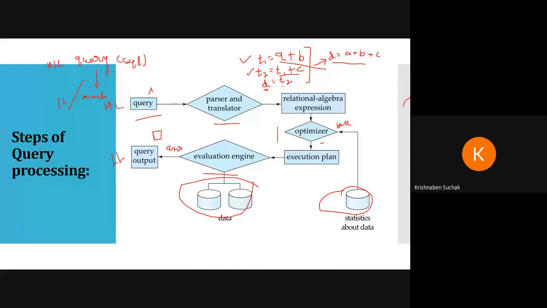So in the execution plan, you decide how you are going to execute or evaluate your query. Then there is the evaluation engine. In the evaluation engine, your query will be converted into some data that will be required or that can be stored for next time. Then it will give you the best, accurate answer, the query output, and it will be in lower level language. So everyone, is it clear?